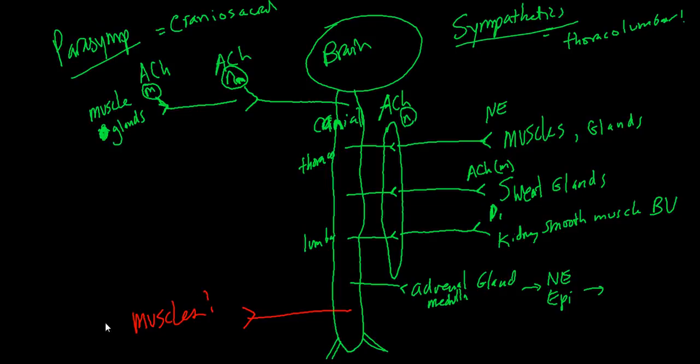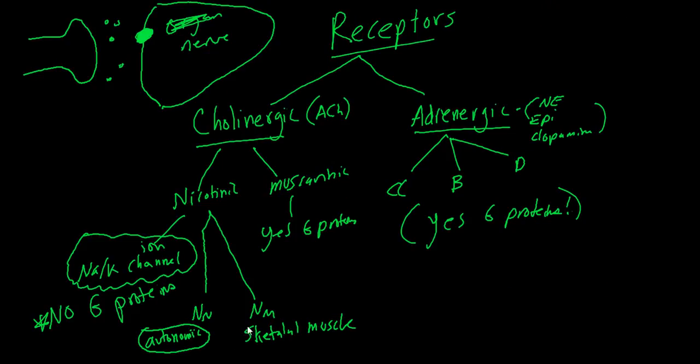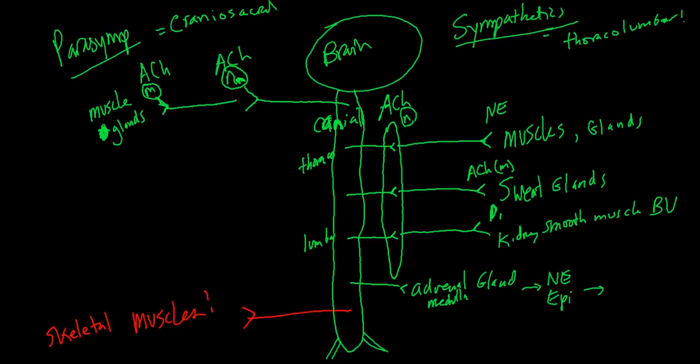Muscles. And we're not just talking about any muscles. We're talking about skeletal muscles. Skeletal muscles will be innervated by, wait for it, there it is, nicotinic receptors subtype M. Okay, remember, still cholinergic, still nicotinic. We're not talking about muscarinic, we're talking about nicotinic subtype M.